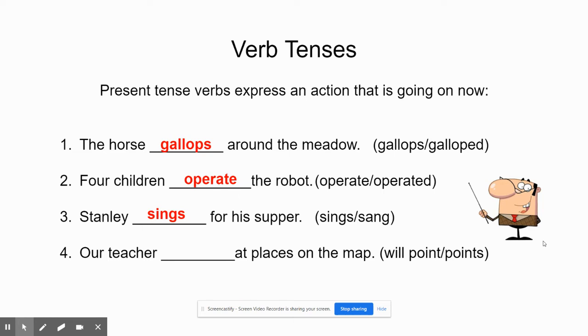And number four, our teacher blank at places on the map. Remember, it's a present tense verb showing it's going on now. I hope you picked points. Remember, present tense verbs express an action that is going on now.